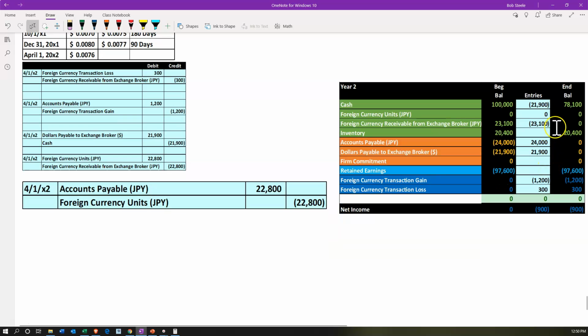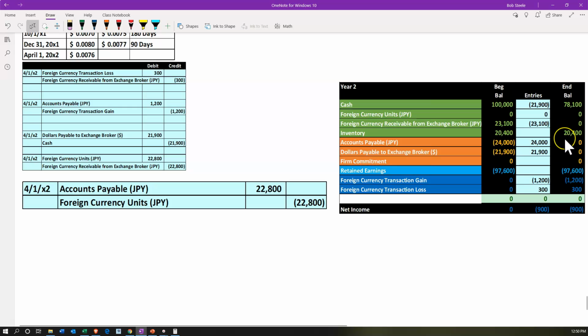Where are we at the end of the day? We got the cash on the books now. The foreign currency units are now gone because we got them from the forward exchange contract, but then we used them to pay off the payable, which is the reason we had the forward exchange contract on the books in the first place. Then the foreign currency receivable from the exchange broker has now gone back down to 0 because they gave us the foreign currency at the end of the time period, which we then put here, but then we used it to pay off the accounts payable for the inventory we purchased.